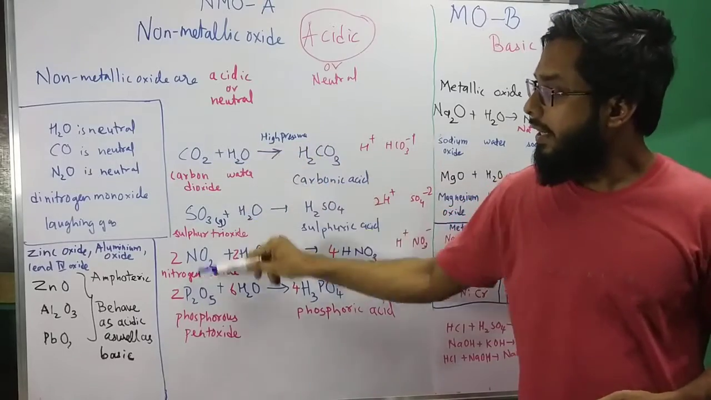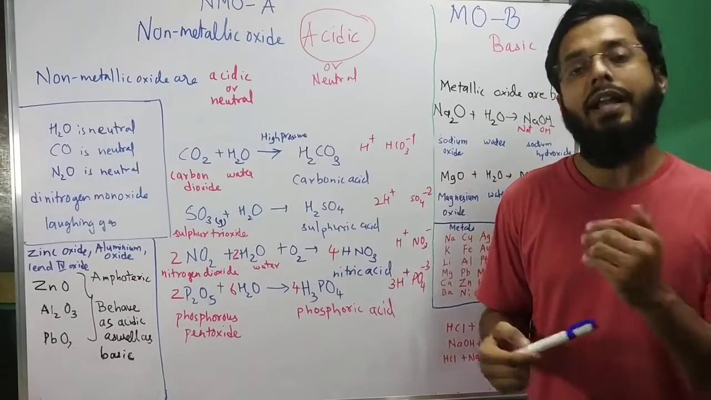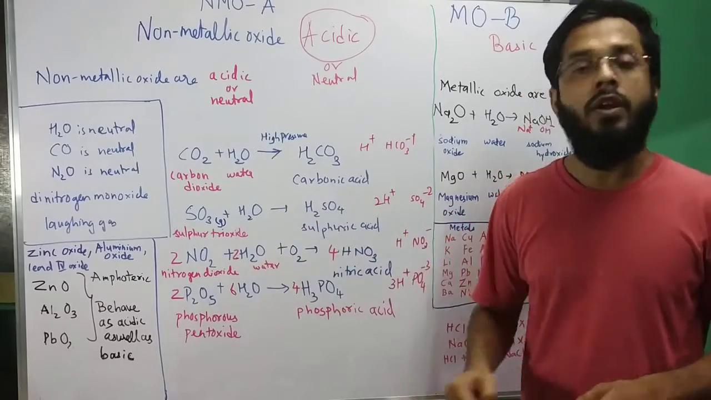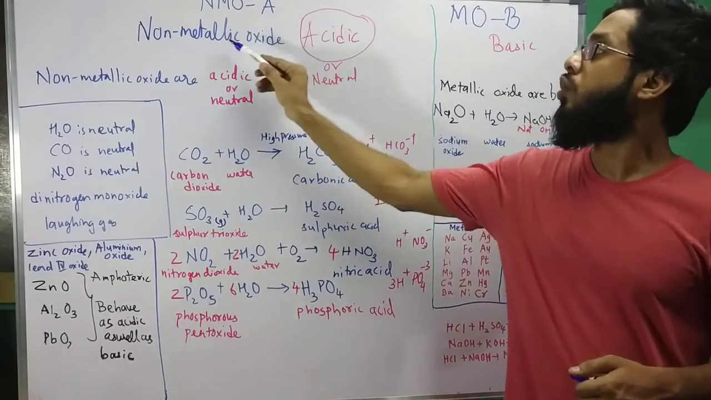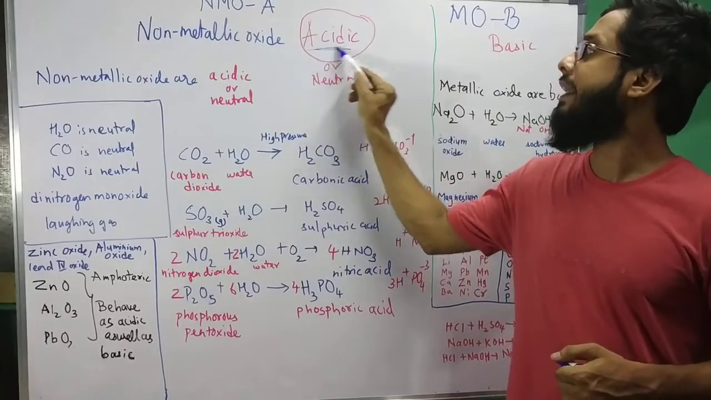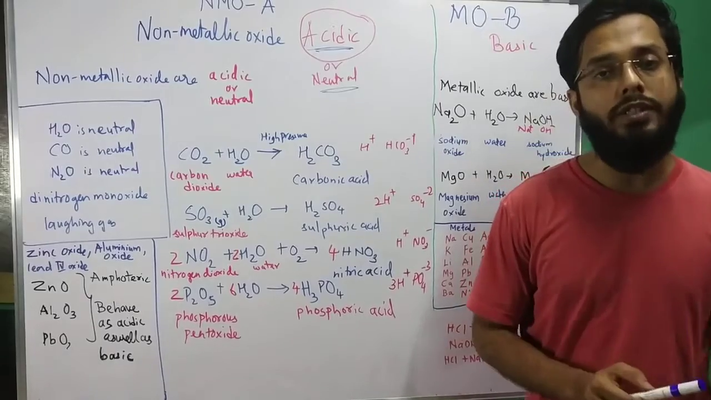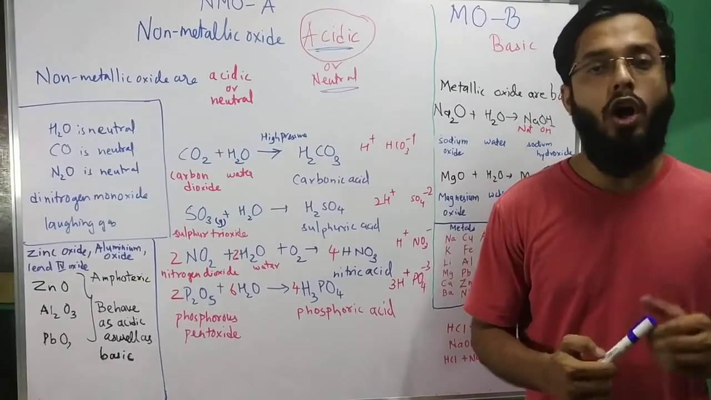So you can see these are non-metal and their oxides are there. So these are non-metallic oxide. And what are they? Non-metallic oxides either can be acidic or can be neutral.